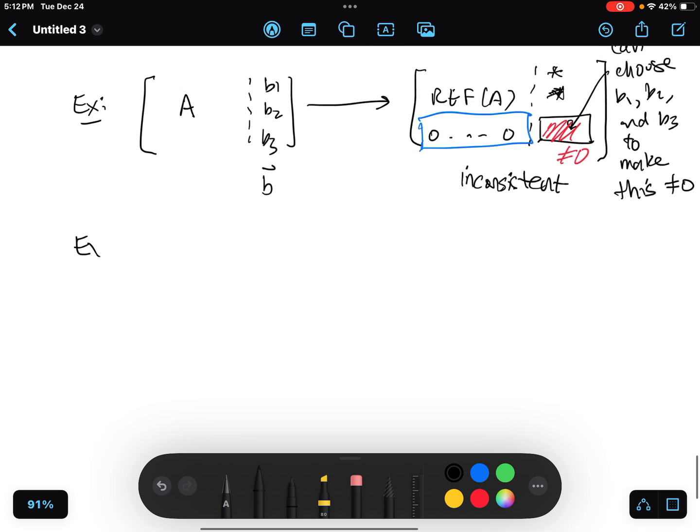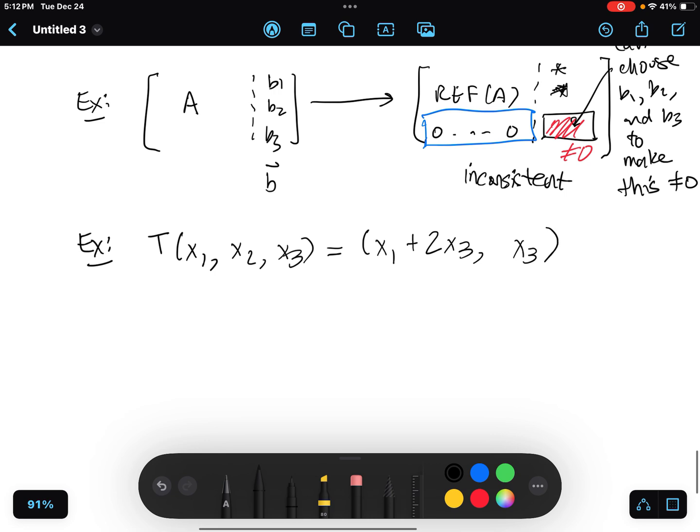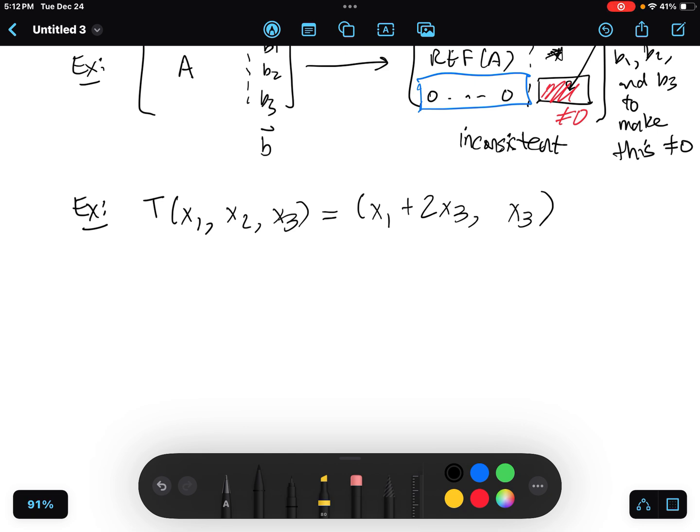Okay, let's look at some examples. So let's say that you have the transformation T of x1, x2, x3 is equal to x1 plus 2x3, negative x3. Okay, so this is a linear transformation from what space to what space? It's from R3 to R2, right? Because my input vector is in R3, I have 3 components, my output is 2 components, so this is a transformation from R3 to R2.